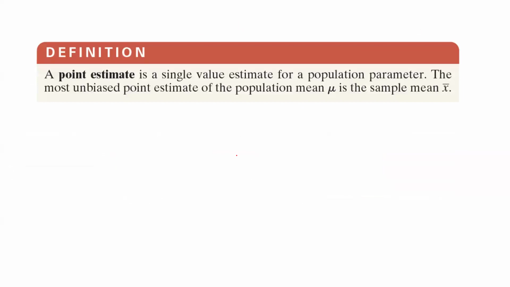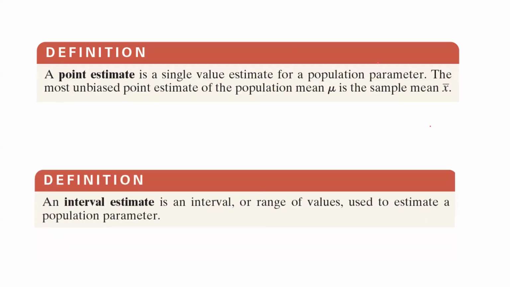A point estimate is a single value that estimates a population parameter. The most unbiased point estimate of population mean, or mu, is the sample mean, which is denoted by X bar.